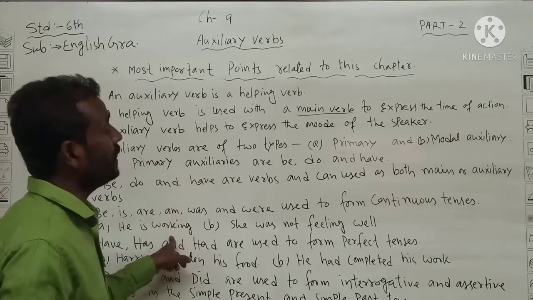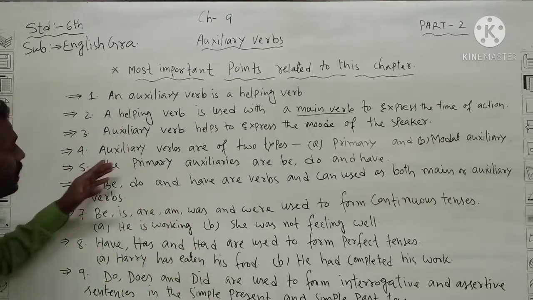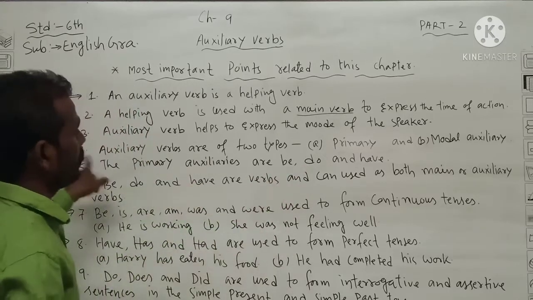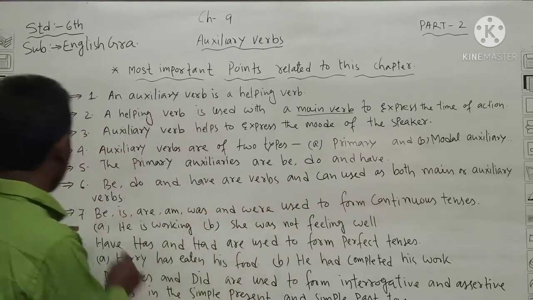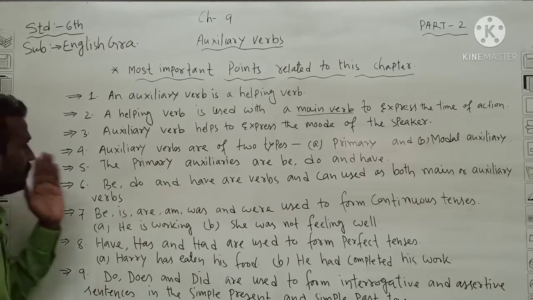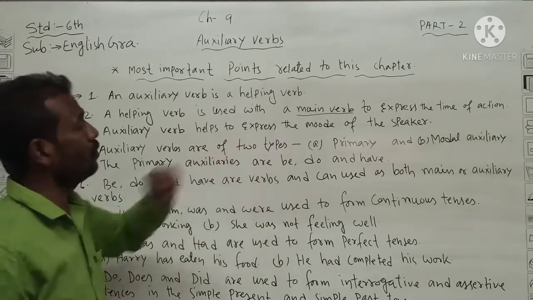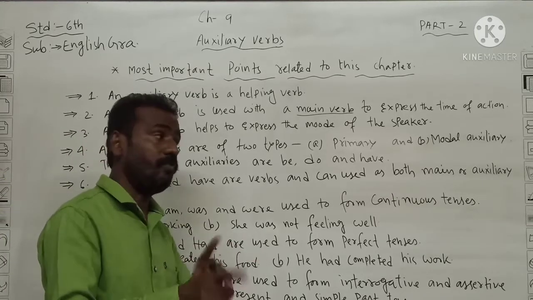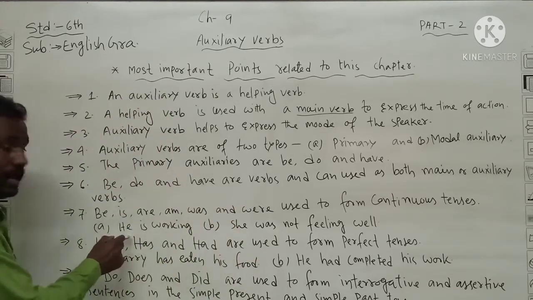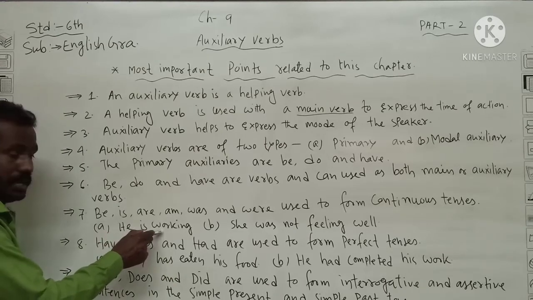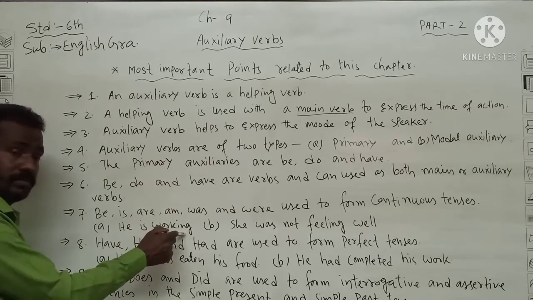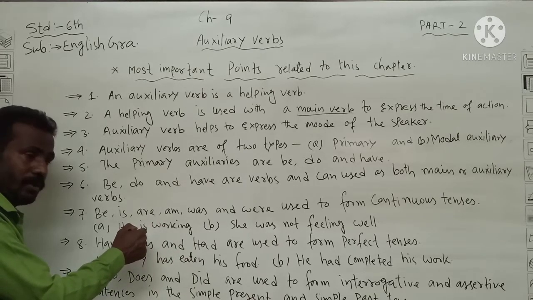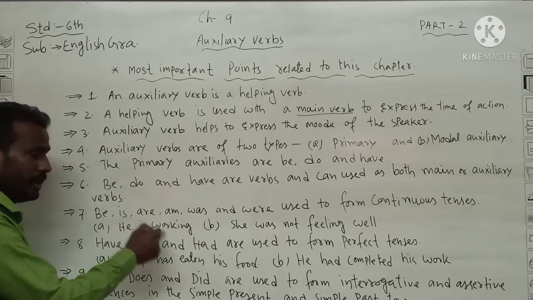I have written here, that is point number four. This is the one point I have told: the primary auxiliary verb is used before the main verb. So example I am showing here. He is working. So working is the main verb, and is is the auxiliary verb. So it is used with the main verb.